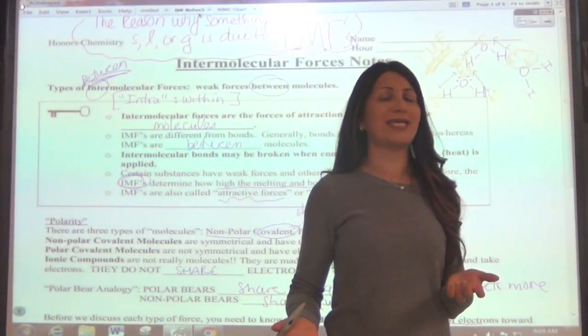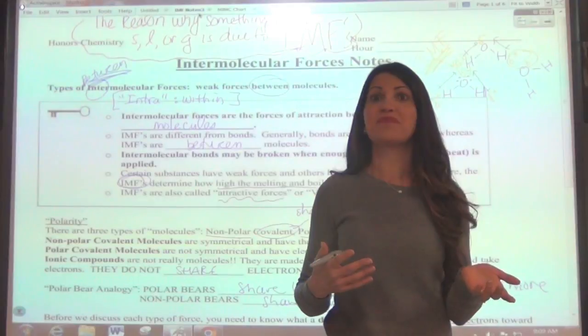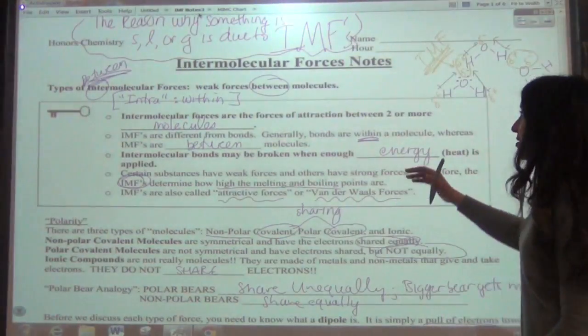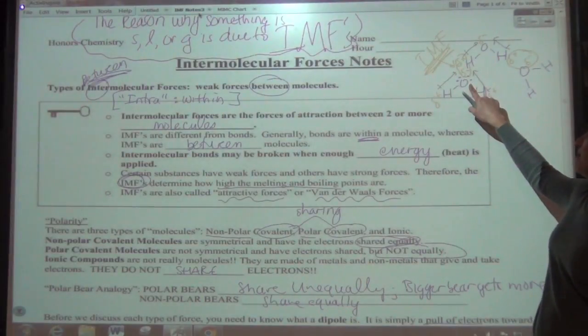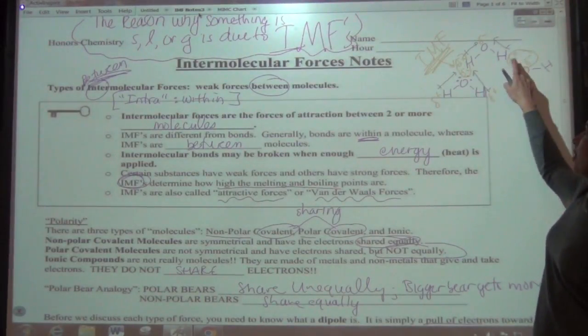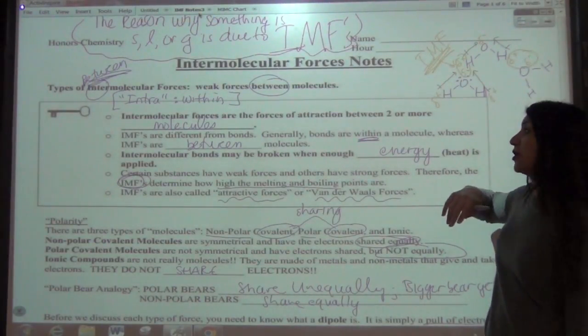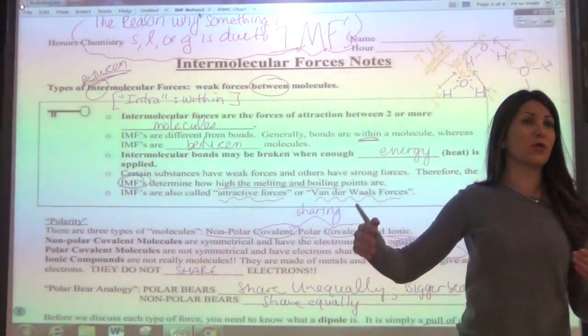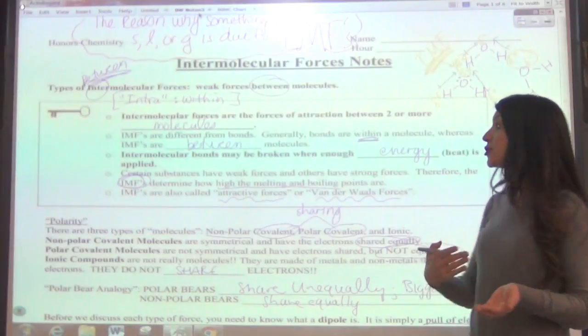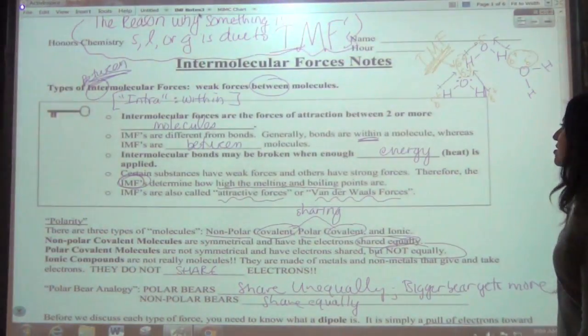What are intermolecular forces? They're the forces between the molecules. Awesome. And so we know that it's not inside. Inside would be called intramolecular, but between these two are called the IMFs, or the intermolecular forces. So we know that intermolecular forces are more easily broken than intra, and we'll talk a little bit about that in just a second here.